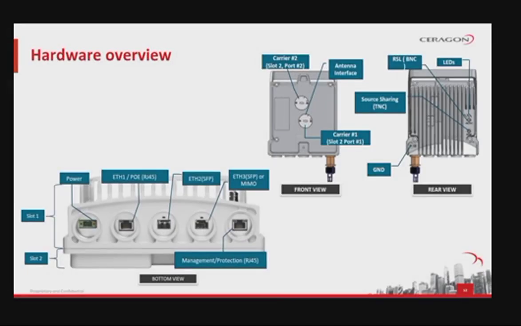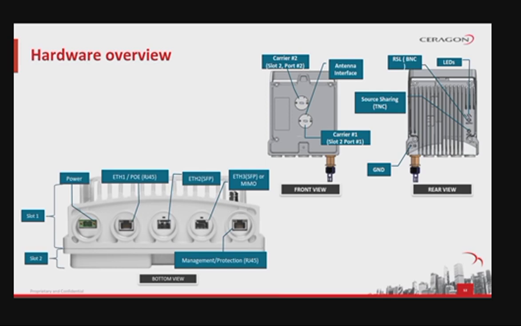A front view of the IP-20C reveals the 2 antenna ports, one for each carrier, where carrier 1 is sitting below. A rear view instead will reveal the TNC source sharing interface, dedicated for MIMO setup, which is the connection between both nodes on the same site, for synchronization of VCO, voltage control oscillator, and reduction of phase noise. And the RSL interface running over BNC connector used for antenna alignment.